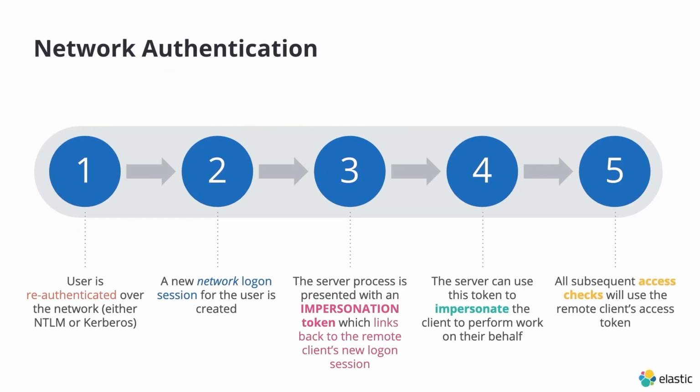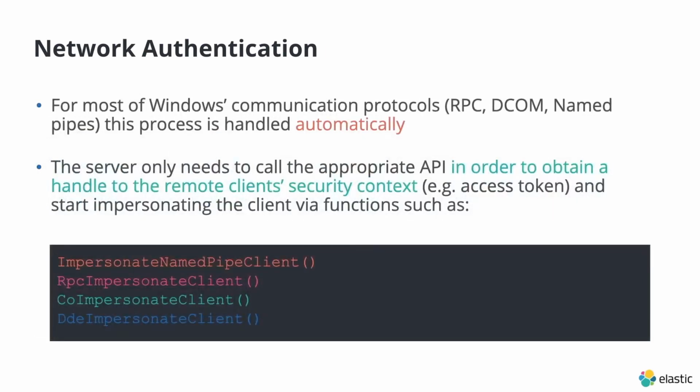So in recap then, we have the user re-authenticated over the network. They have a new network logon session produced, and the server is given an impersonation token, which links back to that originating network logon. The server then uses this token to perform work on behalf of the client. And so all access checks will use that thread's token, which is that remote user. And this is how Windows can enforce access control in client-server applications. And as a note, for most of Windows' key communication protocols, this is handled automatically. The server just calls the API, RpcImpersonateClient, and it automatically starts slipping into the security context of that remote user.